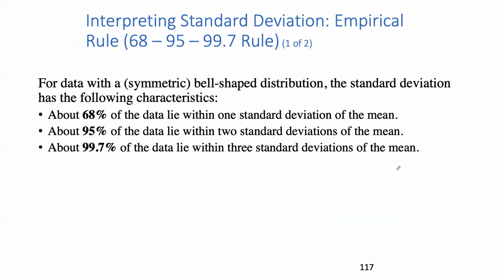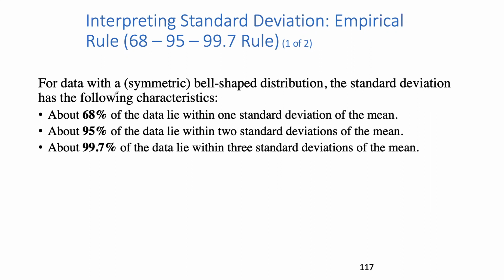All right. Which takes us into a couple of good rules that you need to know. The first thing is what we call the empirical rule. Okay, so the empirical rule gives us a rule of thumb for very specific distributions.